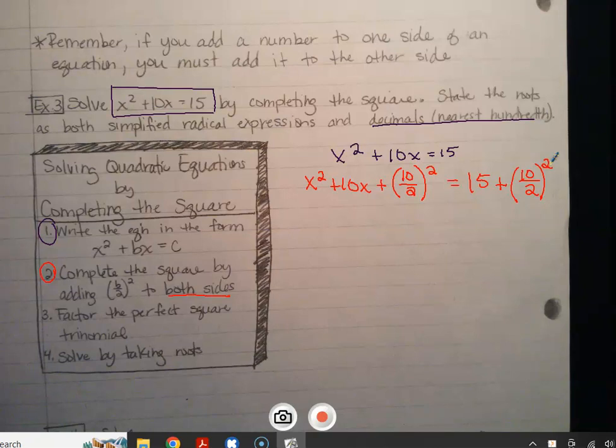Which is 25. Okay, so I like it, you're ahead of it. So let's simplify that. So then we have x squared plus 10x. If we simplify, 10 divided by 2 is 5. 5 squared is 25. So 15 plus 25 is 40. Good.